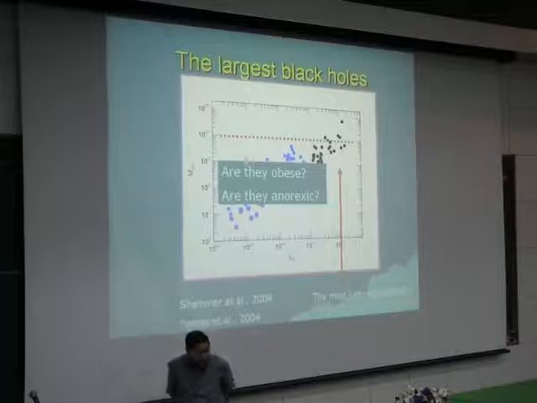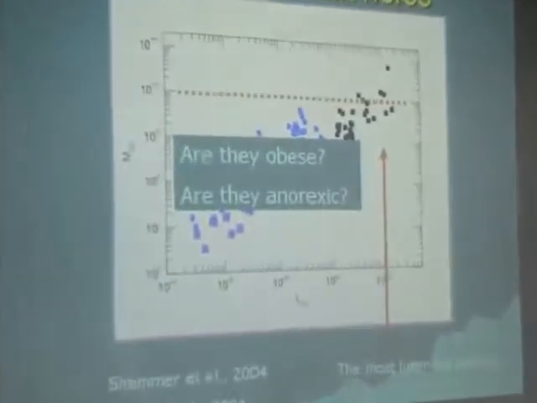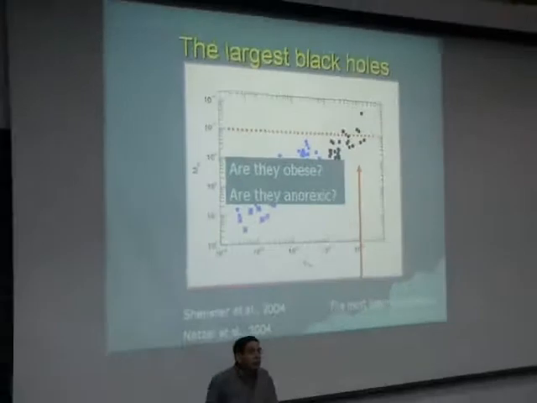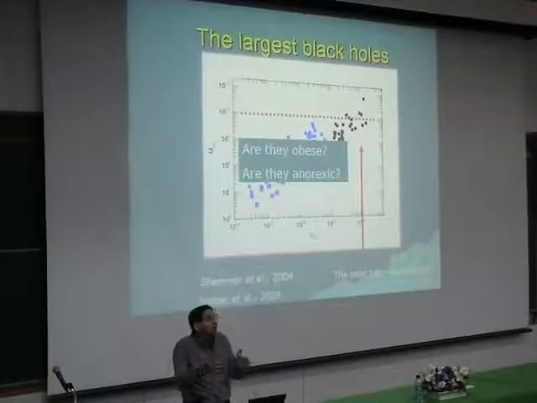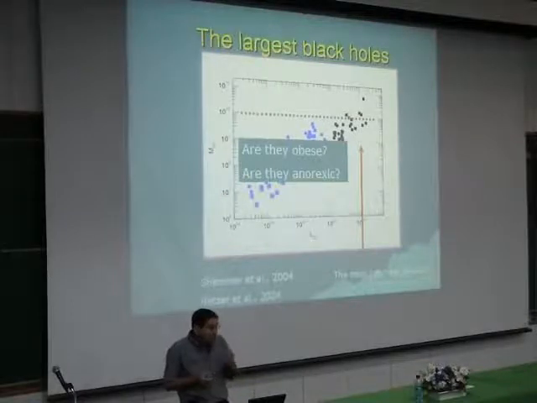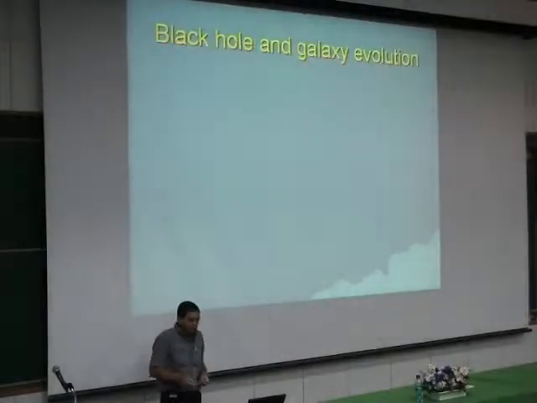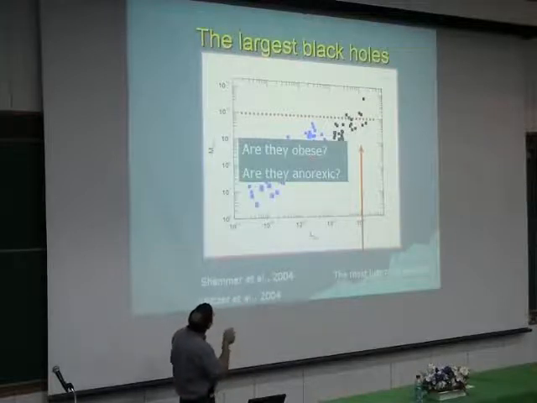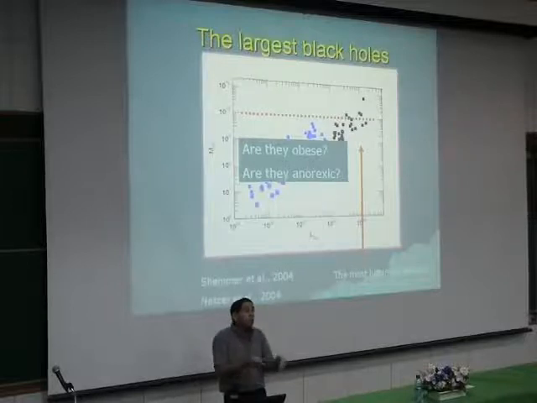And another question we can ask at this stage is, are they obese? I mean, are they trying to swallow as much as they can? Just, you know, like some people go to McDonald's, perhaps, and try to get as many cheeseburgers as they can, or are they anorexic? Are they just doing it very, very slowly? The reason I mention it is because what we measure is luminosity, and luminosity translates not to the black hole mass, but to the amount of material they gobble. So let me give you the answer right away.